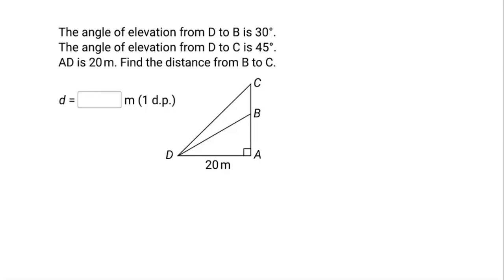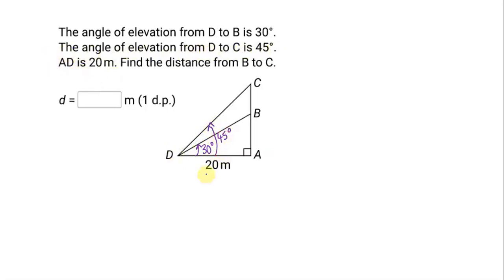This example provides an opportunity for us to apply our understanding of trigonometry to solve a complicated problem. The question says the angle of elevation from D to B is 30 degrees. So if we're standing at point D and we look up to point B, this angle of elevation in here is 30 degrees. It also says the angle of elevation from D to C is 45 degrees. So standing at D and then looking up to C is 45 degrees.